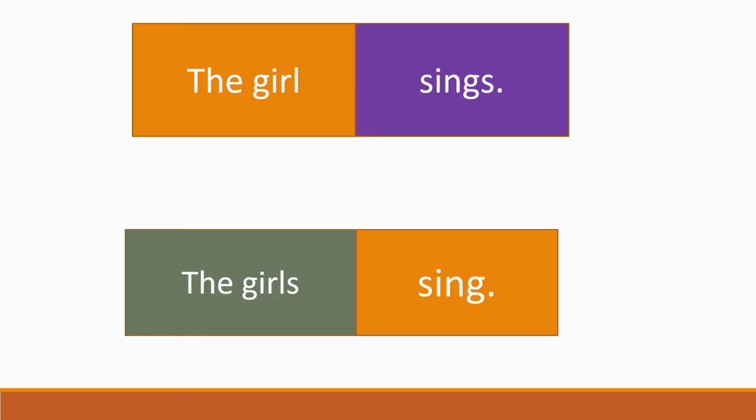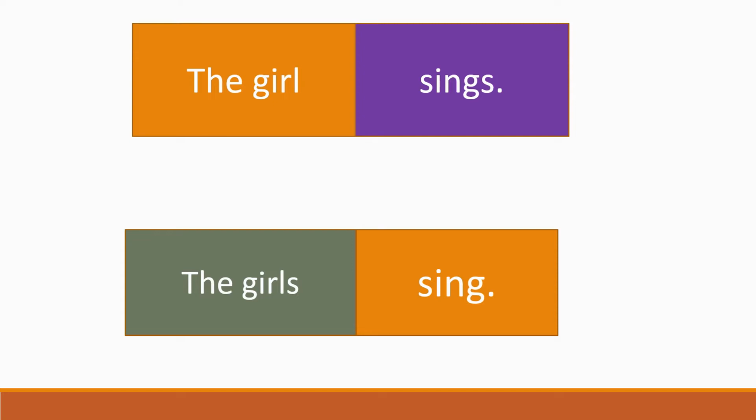Now student, let's see this one. The girl sings. So student, here girl is a singular noun. Girl means only one girl. And girl sings. So student, if the noun is singular, we have to add s or es to the verb. And here verb is sing. Sing is a verb. So we have to add s or es to the verb if noun is singular.